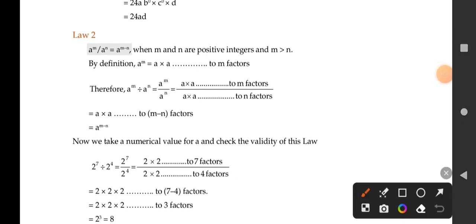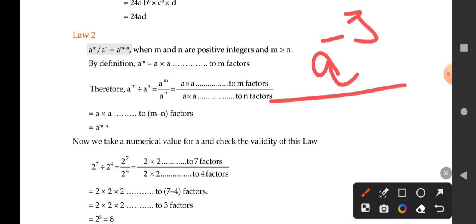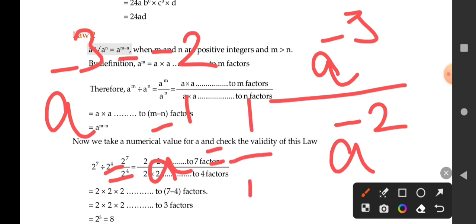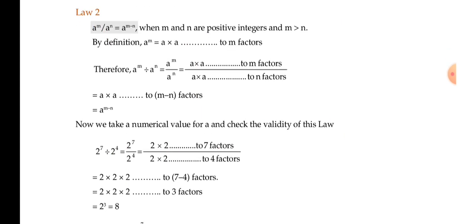Now what if both are negative integers and m is smaller than n? A power minus 3 divided by a power minus 2. What do you get? A power minus 3 minus minus 2, which is equals to a power minus 1, which is equals to 1 divided by a. Still true.